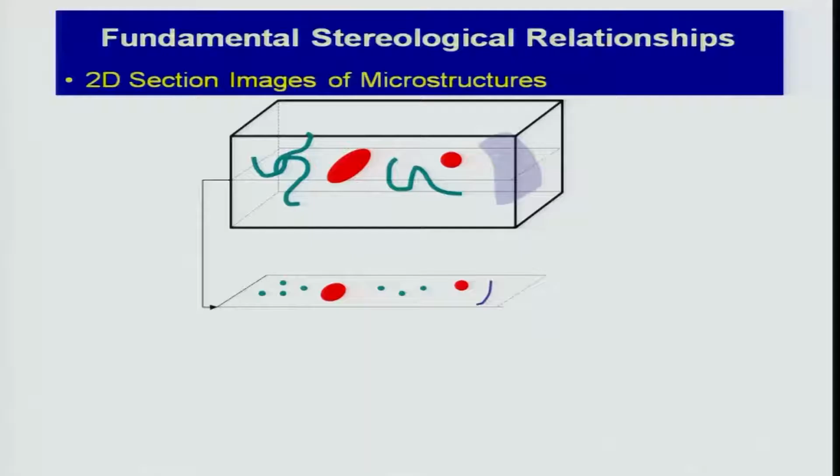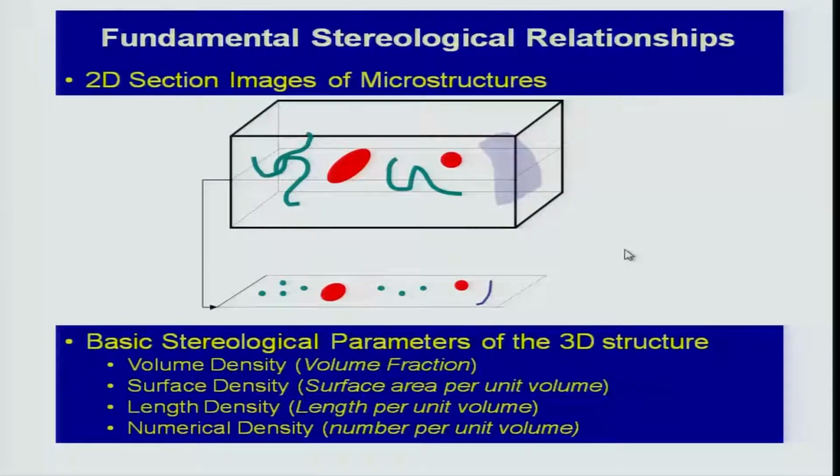In this lecture, we will look at some of the fundamental relationships in stereology, or what is called classical stereology, on which we have our images from a two-dimensional section. This is a slide I have already shown, of how a section produces different geometrical features on a two-dimensional structure. And what are the stereological parameters of the 3D structure that we are interested in? Generally, volume density, surface density, length density and numerical density.